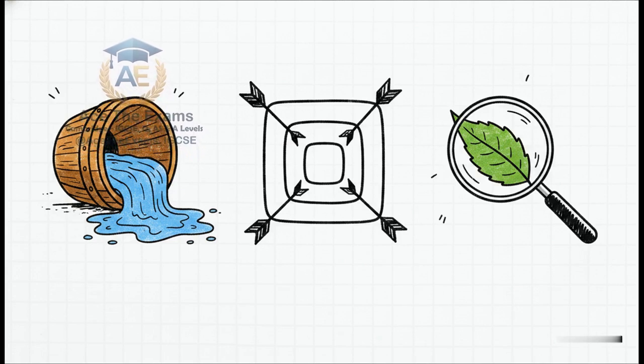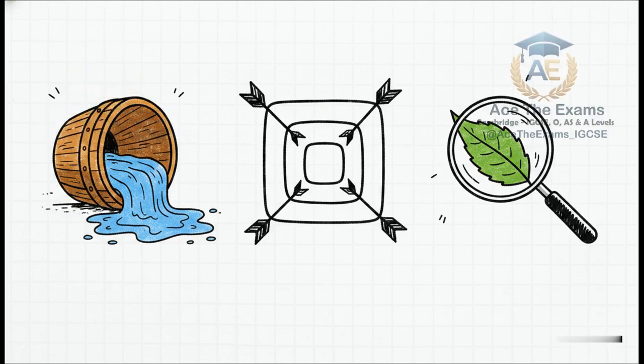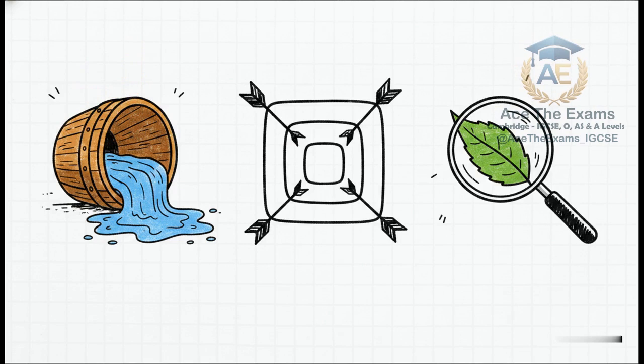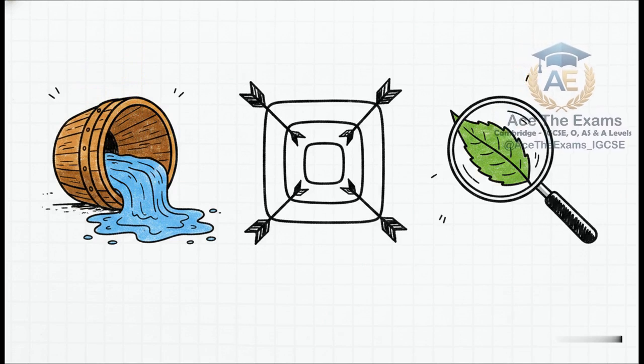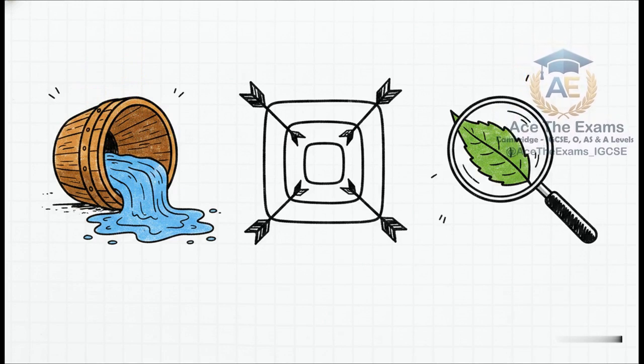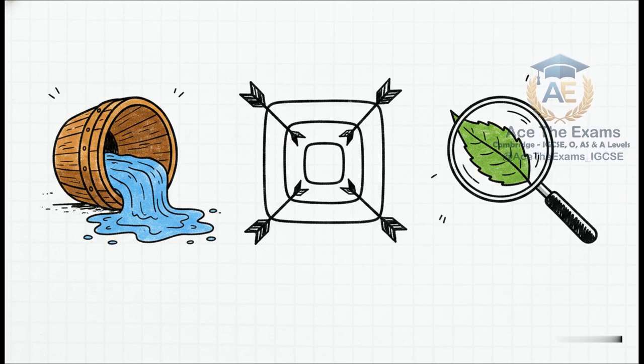And number 3, providing generic answers. The examiners desperately want answers specific to the context given in the question. If the question is about, say, a temperature sensor in a greenhouse, your variables and your logic must reflect that specific scenario. A generic textbook example just won't cut it.